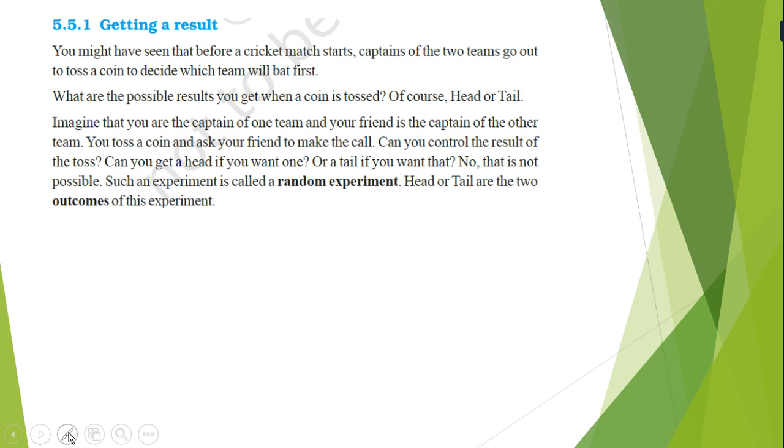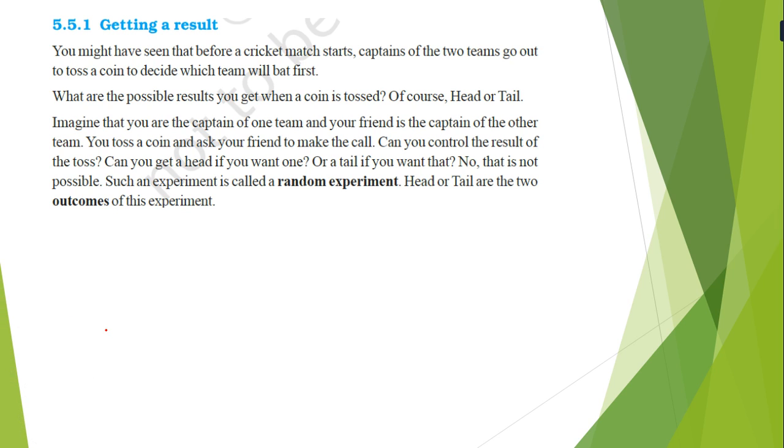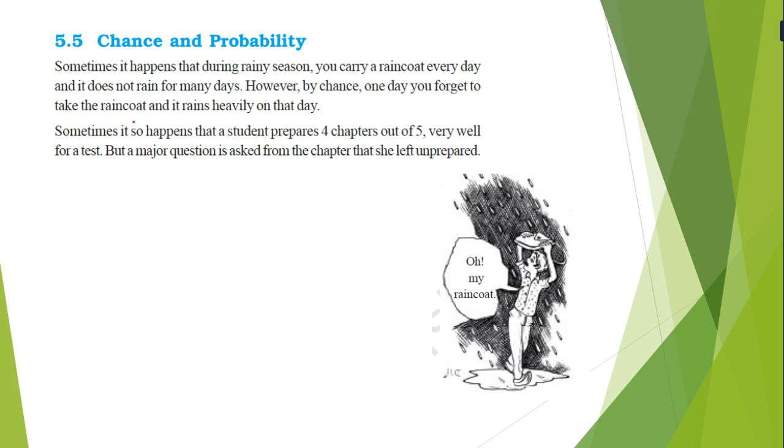Today we want to start one new topic, that is chance, or have a chance. The topic is 5.5. You have to complete your exercise 5.1 and exercise 5.2 in your book. Now today we want to start one new topic, that is chance and probability. It is mainly used in 9th and 10th standard also. What is the definition of chance and what is the meaning of probability, that we have to understand. So one example is given here.